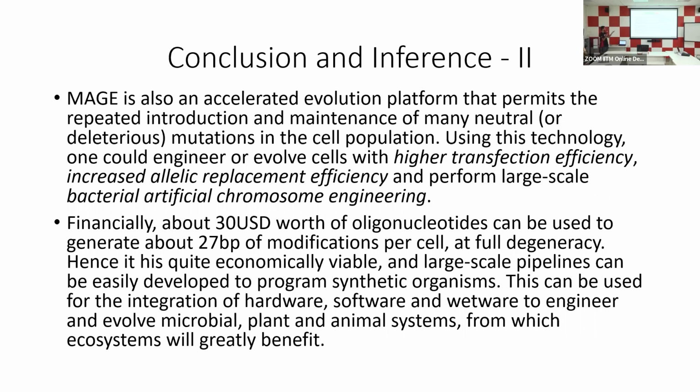So basically, what I'm trying to say is it is quite economically viable, and development of pipelines in order to engineer an organism to optimize some pathway or multiple pathways is very easy, financially speaking. So this can be used for integration of hardware and software to engineer and evolve plant and animal systems. And this in general can greatly benefit ecosystems, and we can engineer various types of cells in order to improve the state of our ecosystems right now.